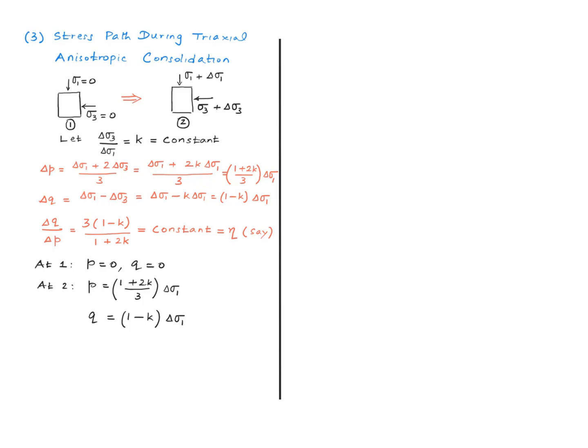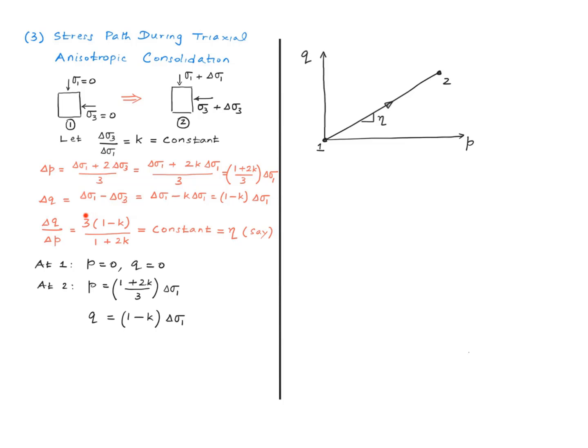So if I give you a number for delta sigma 1, you can evaluate numbers for P and Q. So we have the initial point, the final point, and the path is a straight line because this ratio is a constant. So here is the stress path in the PQ space. It's a straight line starting from the origin. So this is state number 1, this is state number 2, and it goes along a straight line. And something like this is what is called a radial stress path in the PQ space. The straight line has a slope of eta.